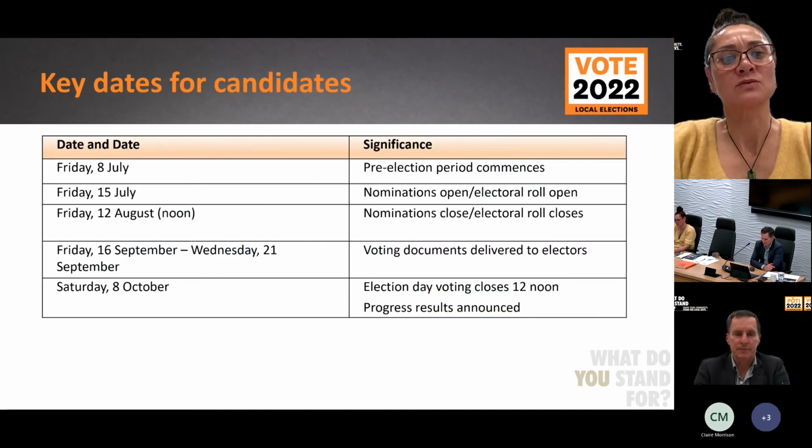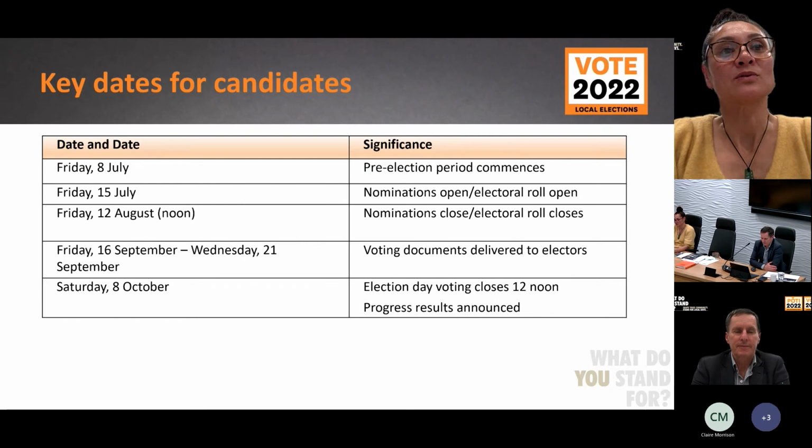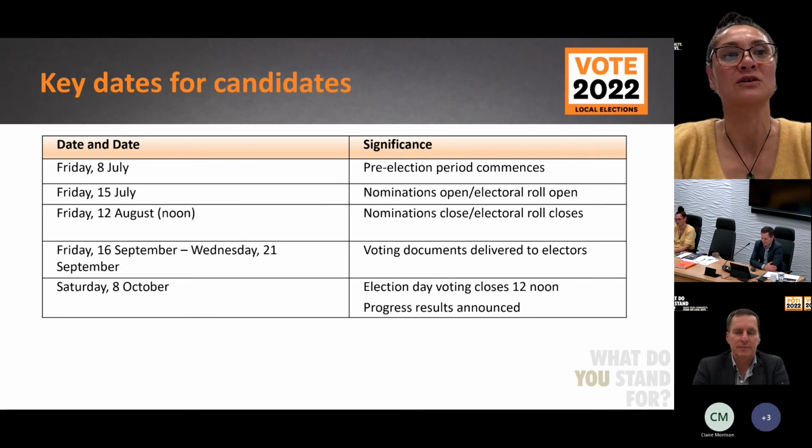Some campaigning rules. Oh, sorry, no, we're looking at some key dates for candidates here. And so on the slide, a number of dates that you should be aware of. Friday, the 8th of July, pre-election period commences. Friday, the 15th of July, nominations open, as does the electoral roll. Both the nominations and electoral roll then close on Friday, the 12th of August at noon sharp. Voting documents will be delivered to electors right across the motu between the 16th of September through to Wednesday, the 21st of September. And lastly, election day or voting closes noon sharp on Saturday, the 8th of October.